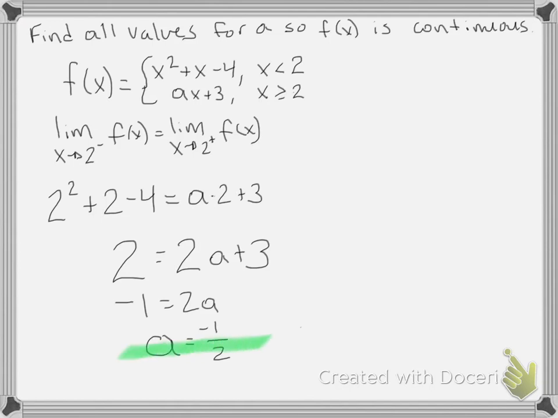If a equals negative 1/2, then I will have continuity. Because if a equals negative 1/2, then the limit as x approaches 2 from the left will equal 2. The limit as x approaches 2 from the right will also equal 2. And therefore those two pieces will meet, and we will not have a jump discontinuity.